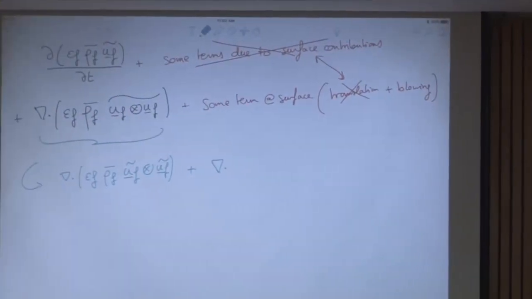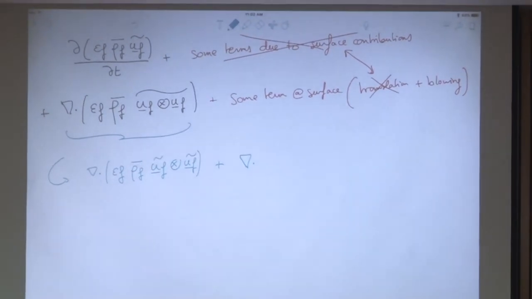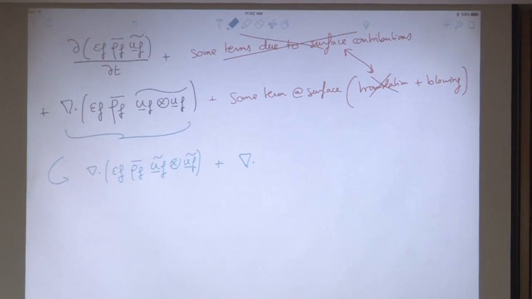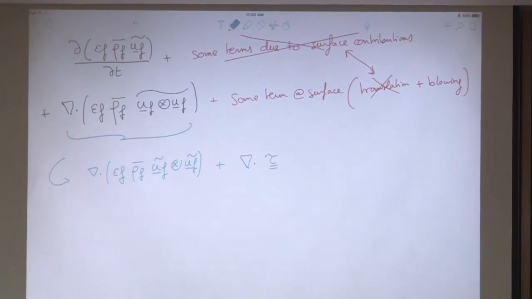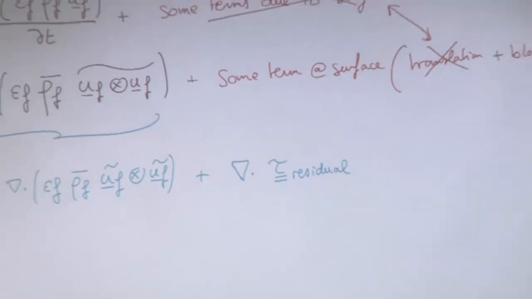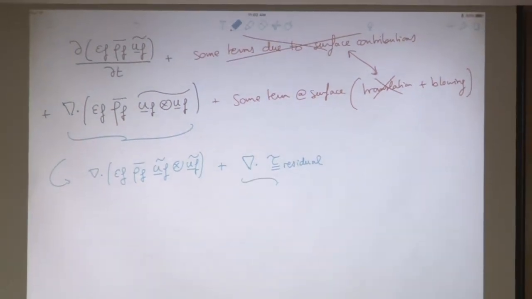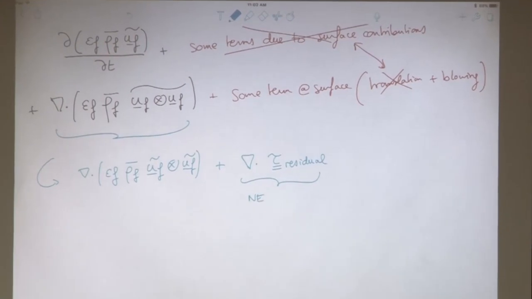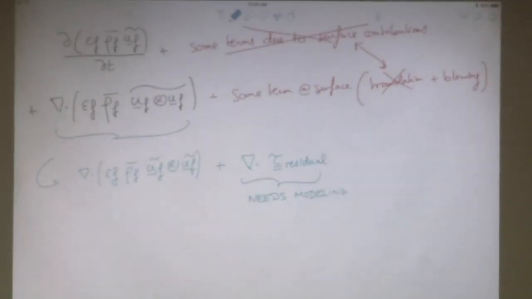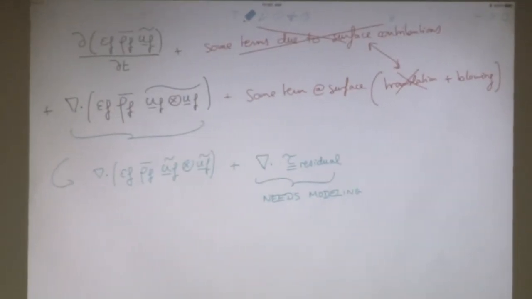And there's going to be the rest. And the rest, I'm not even going to bother writing it. Essentially, it's going to be the difference between what we want to compute and what we really should be computing. And I'm going to call that a residual tau, a residual stress. And clearly, that needs modeling. It had to happen at some point. We couldn't hope to never have to pay the price of having filtered our equations.